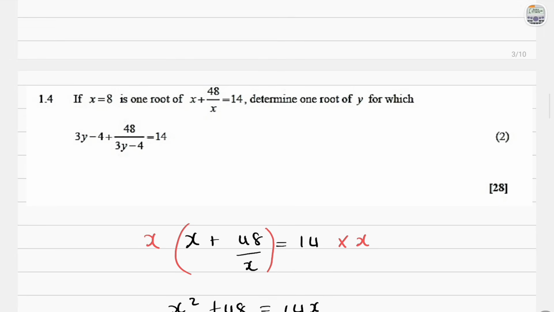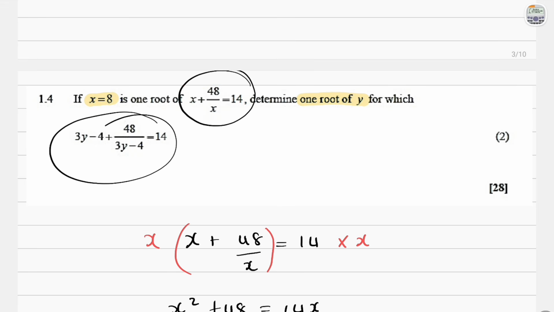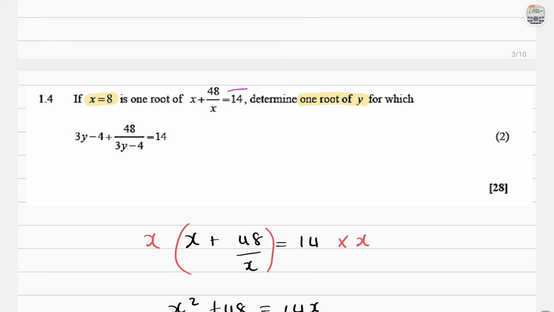So they're saying if x equals 8 is one of the roots of this equation, we need to determine one root of y for the equation they give us. When they tell you things like this, it just means that if you look at this equation and you look at that equation, you're going to notice similarities. In this equation we've got 14, and we also have 14 here. We have 48, and we also have 48 here. And this has an x, but this has a 3y minus 4, and likewise here. So you can see that x has just been replaced in this equation.